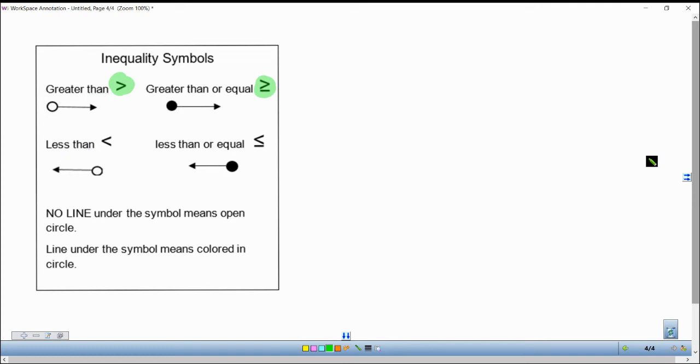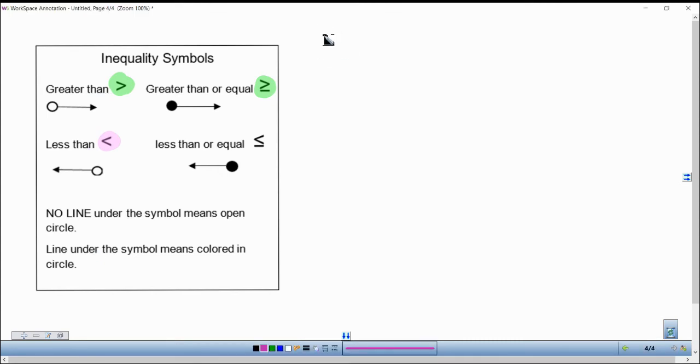And then we have our less than. Let me change colors. This is our less than symbol. It kind of points to the left. And again, open circle, our line moves to the left. And then less than or equal to, we would color in the circle and our line would still move to the left. So no line under the symbol means open circle, and the line under the symbol means a colored in circle. So let's look at what that would look like real quick.